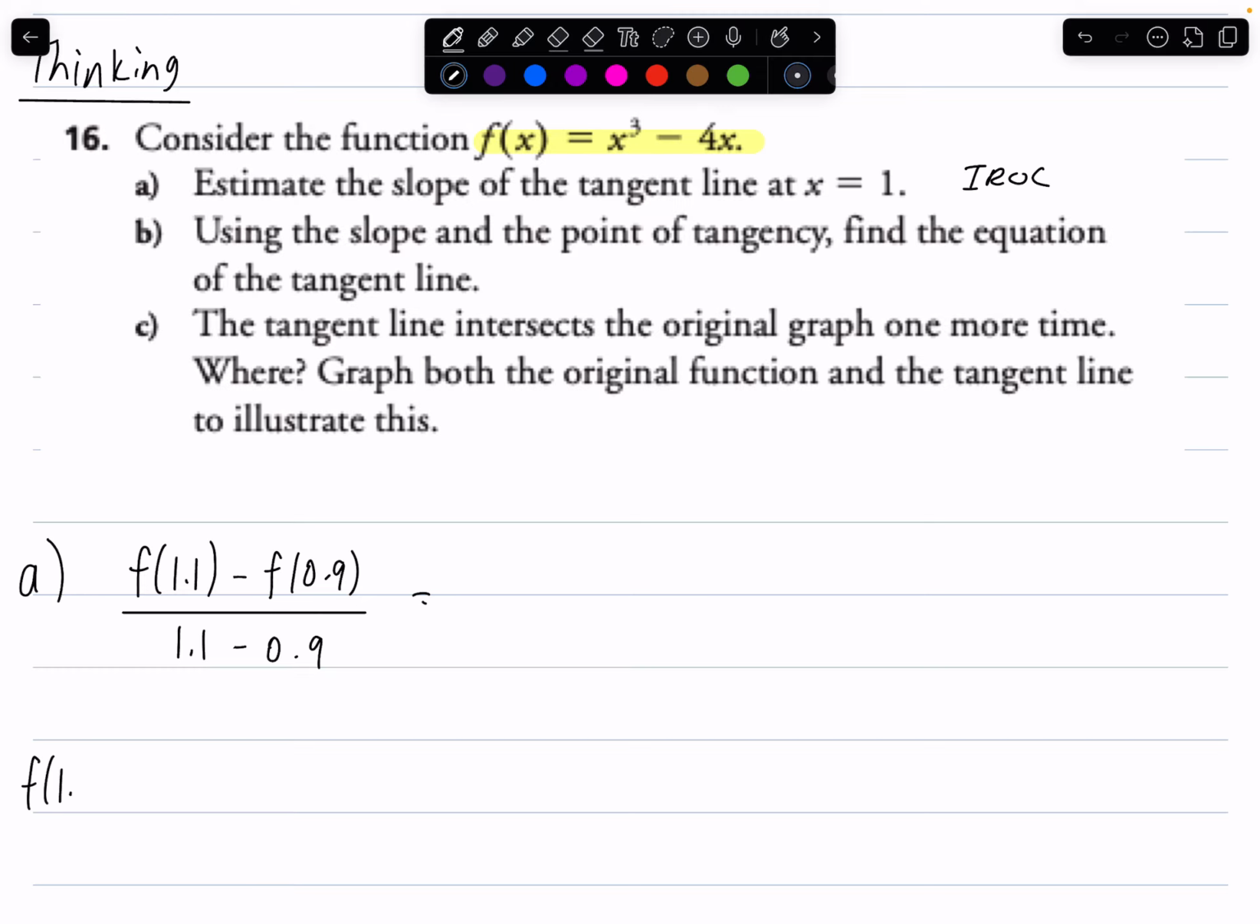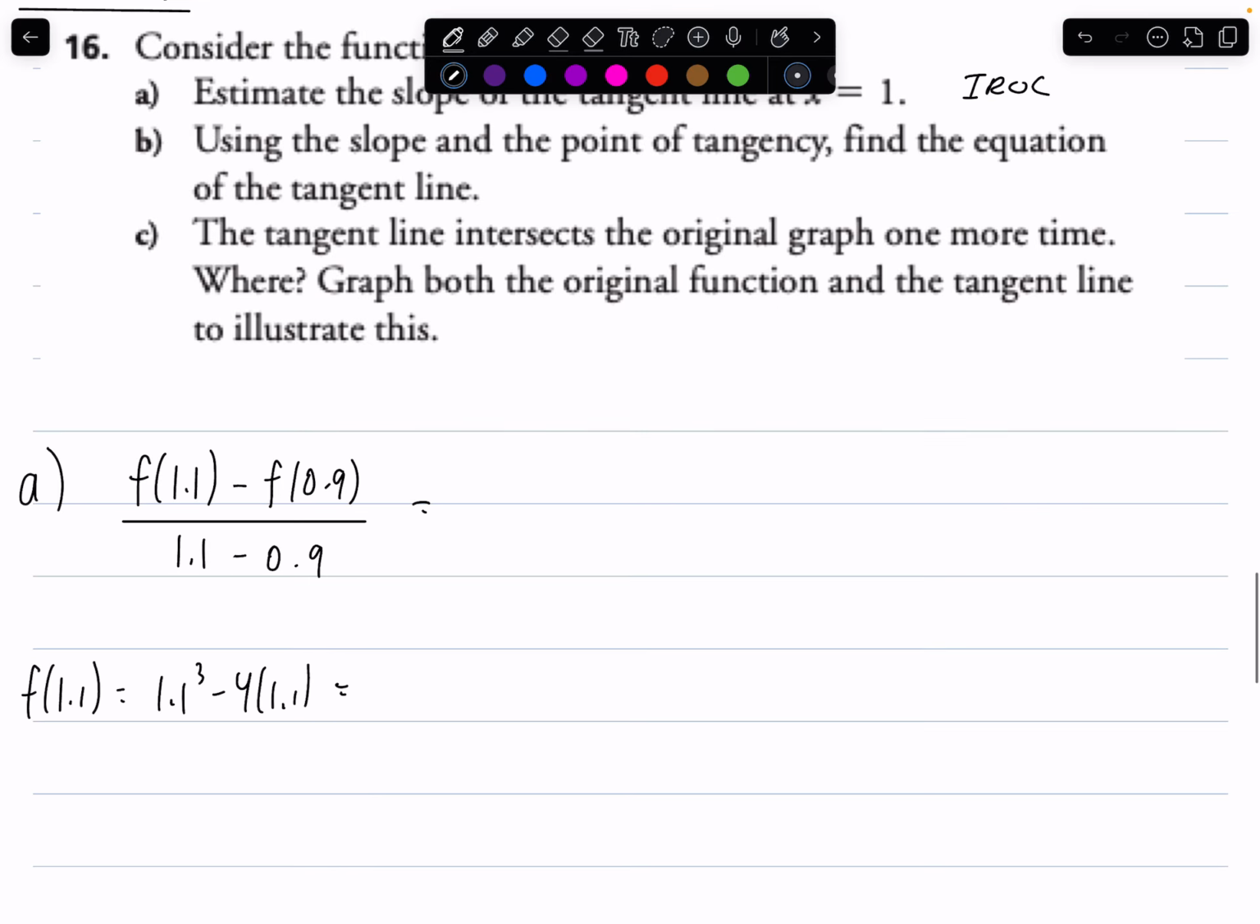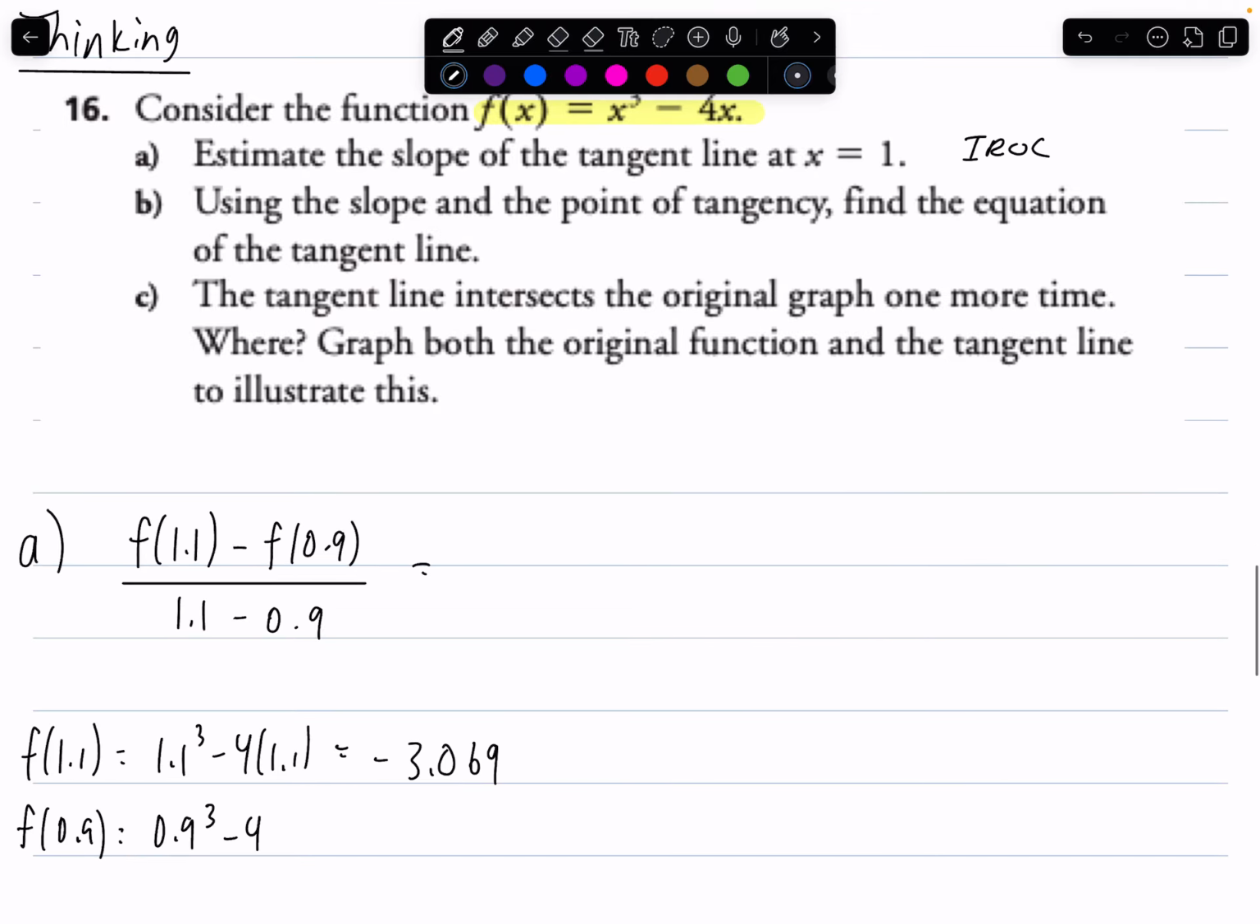We have f at 1.1, which is 1.1 cubed minus 4 times 1.1. Negative 3.069. And then we got f at 0.9, which is 0.9 cubed minus 4 times 0.9.